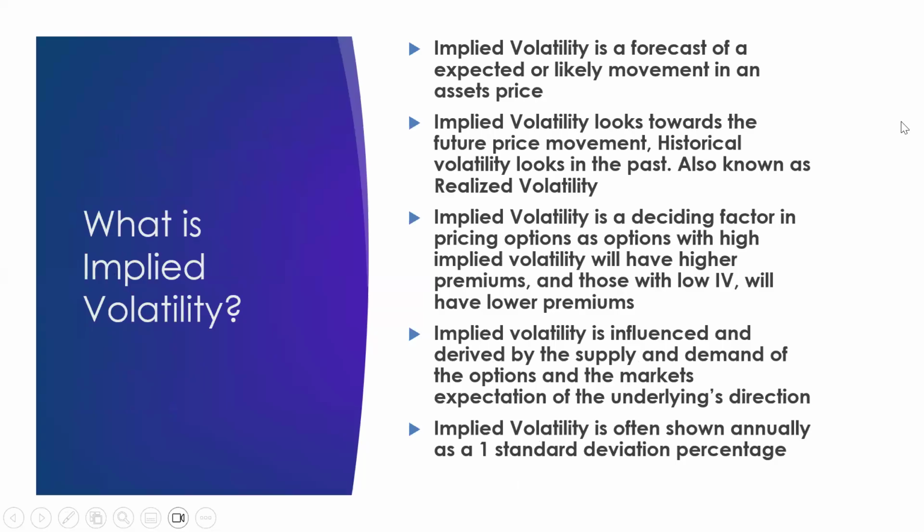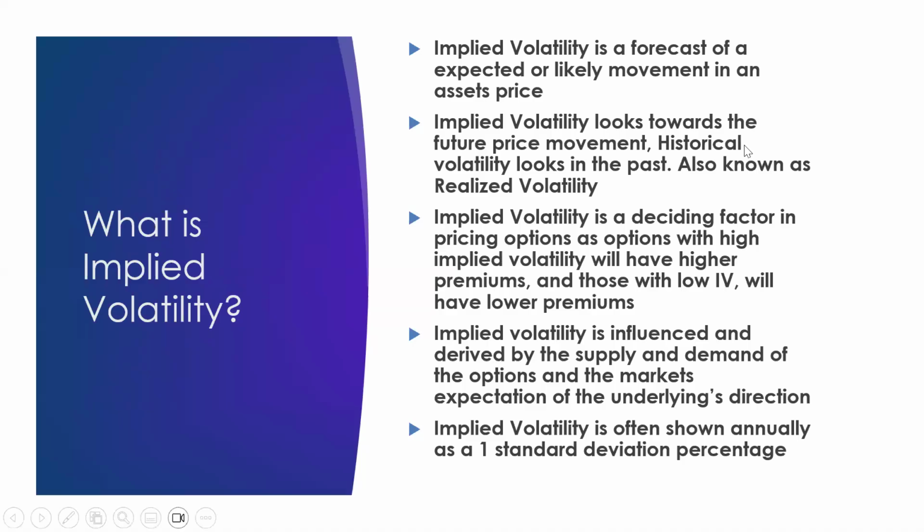And what is implied volatility, you might ask? Well, it is a forecast of an expected or likely movement in an asset's price. So implied volatility looks towards the future price movement. Historical volatility looks in hindsight, right? It's also known as realized volatility. So you hear people talk about realized volatility, historical volatility. It means something that already happened. Hindsight's 2020, right? We already know the historical volatility of Apple stock. What we don't know is what will happen in the future, because nobody knows that.